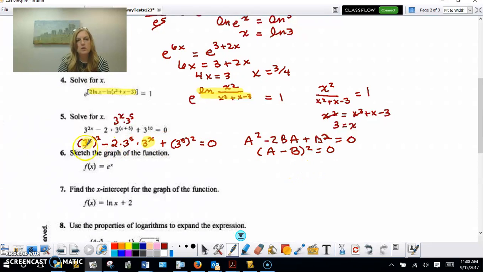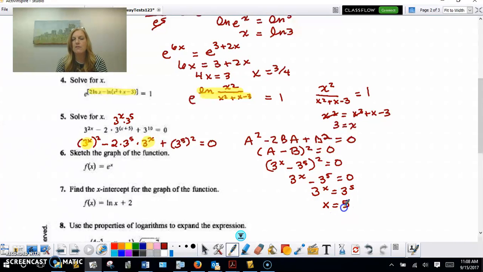0. So thinking of a as 3 to the x, b as 3 to the 5th, we know that this then factors to 3 to the x minus 3 to the 5th squared equals 0, which is going to give me factor 0 product property. 3 to the x minus 3 to the 5th equals 0, so therefore 3 to the x equals 3 to the 5th, and x is 5.